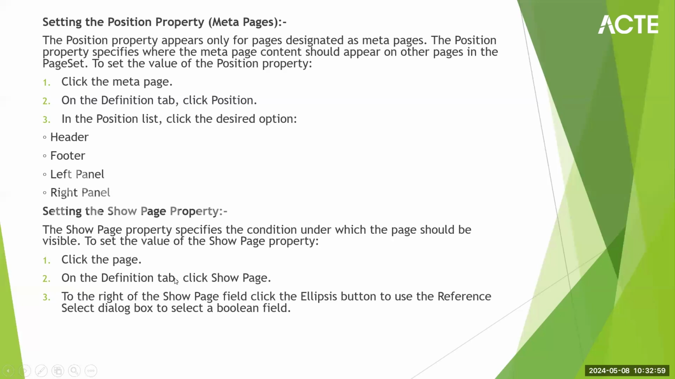Setting the show page property. When that particular page should be displayed on the UI, you are setting the condition here. So how to set that? Click on the page on the definition tab, click show page, and to the right of the show page field, click the ellipsis button to use the reference and select the condition.